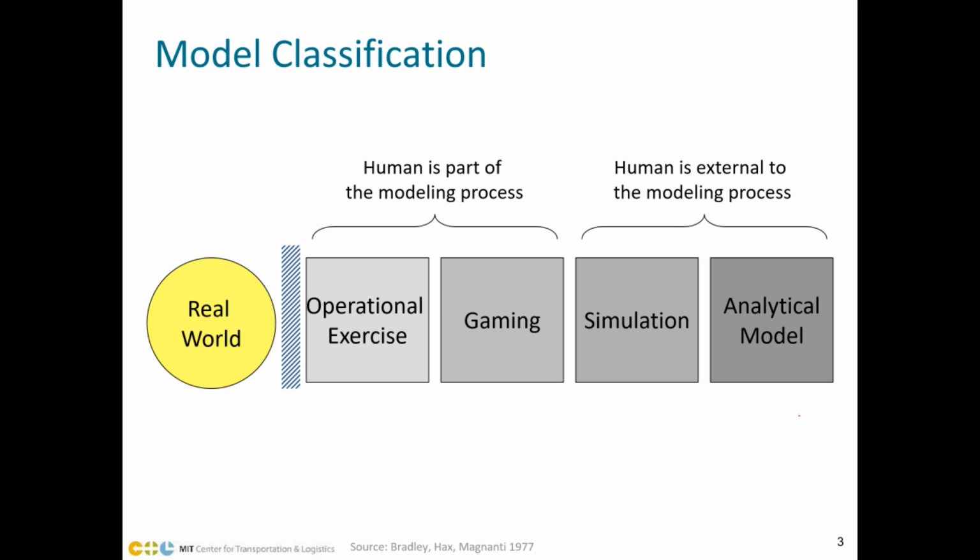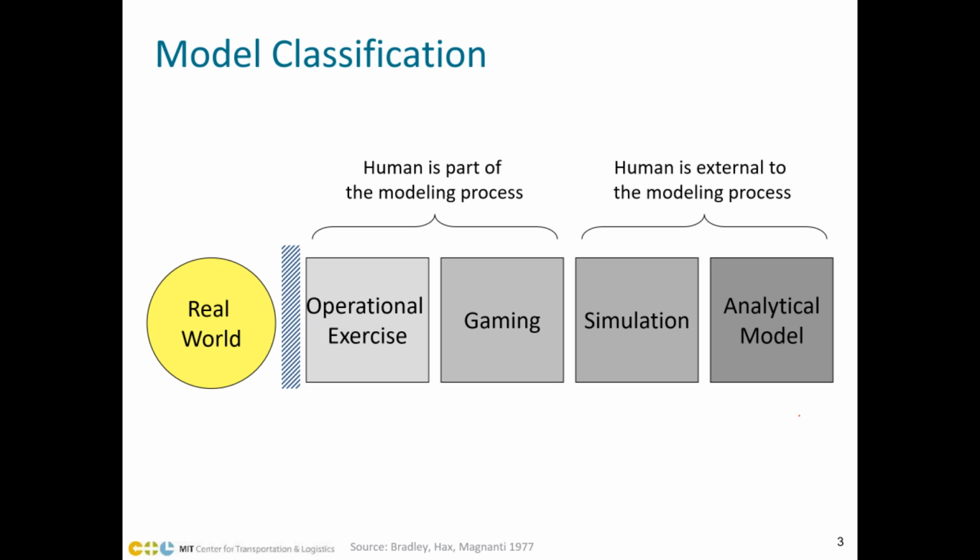Now these first two are things you might have done if you play a sport. An operational exercise would be something like a practice game. It's a dress rehearsal for theater. It's where you're going through the motions, but it's not the real game yet. It's not the real thing. In the military, you'll do these a lot. Gaming is where you turn your situation into a game, where the human is responding to the interactions of the game. And so you're trying to replicate the real world as much as possible.